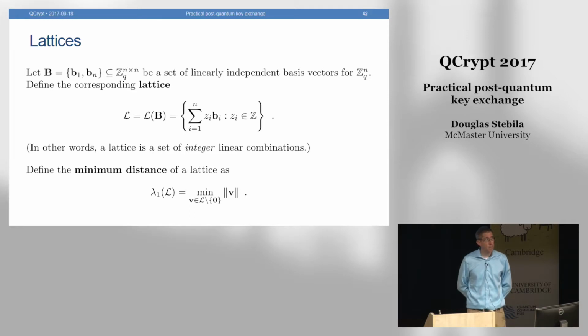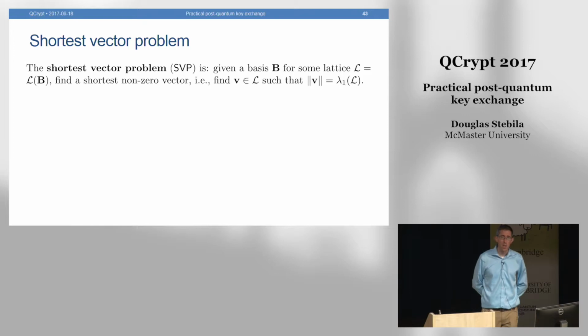And a key metric on a lattice is the minimum distance of a lattice. This is defined as the length of the shortest non-zero vector in the lattice. In 2 dimensions, this looks like it's quite easy to solve. You can draw a graph of the lattice, and then you just look for the point on the lattice that's closest to the origin. But when we try to do this in larger dimensions and with an arbitrarily complex lattice, it becomes much more difficult to figure out what the shortest vector is. And in fact, this is called the shortest vector problem. So if I give you the basis for a lattice, and I ask you to find the shortest vector, we call that the shortest vector problem.